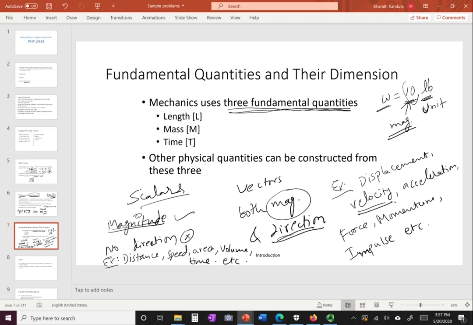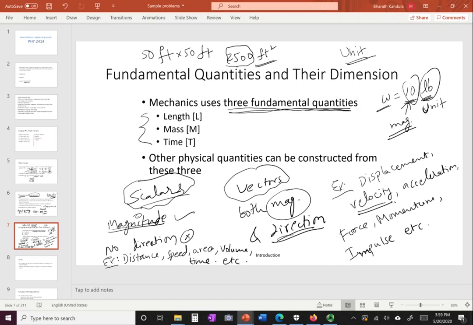Okay, so this number here is the magnitude and this is the unit here. Understand? Now in mechanics we have only three fundamental physical quantities. They are length, mass and time. Now whenever you express a physical quantity, remember you must specify the magnitude, unit and direction if it is a vector quantity. If it is a scalar quantity, only magnitude and unit.